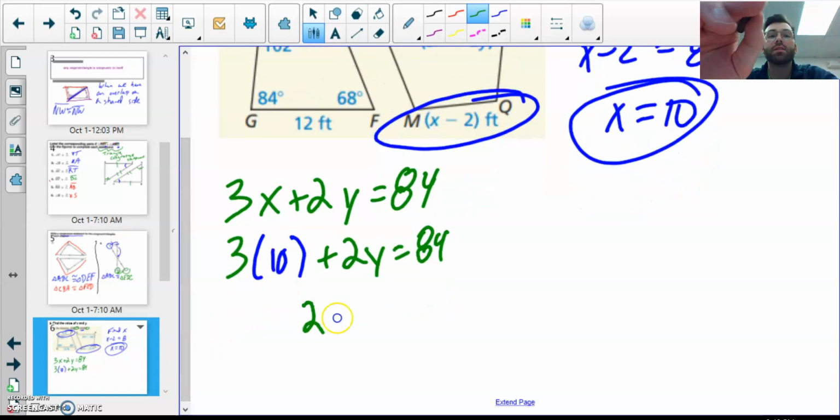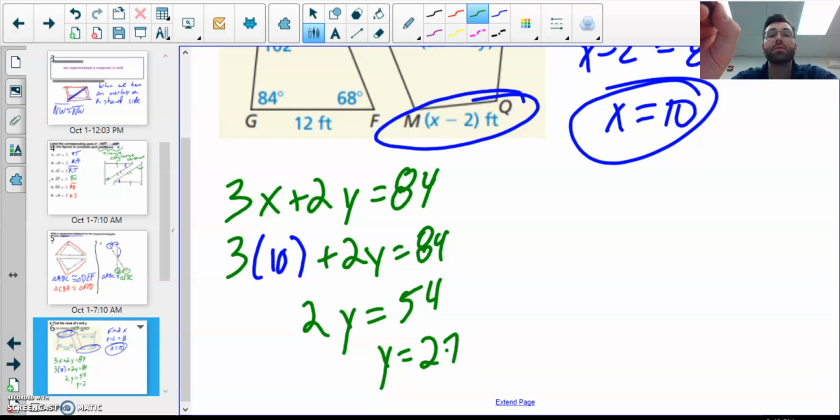3 times 10 is 30. Move it to the other side. 2y equals 54. So y equals 107. Just kidding. 27.